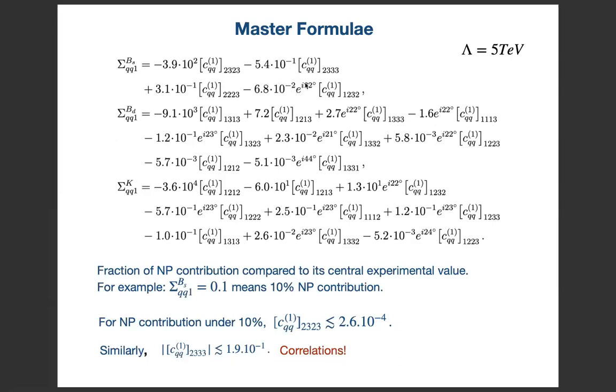So you can see that there are very interesting correlations. The first correlation you see here is that this operator QQ1 with flavor structure 2333, which is a delta F equal to 1 operator, can contribute to delta F equal to 2 observables. So in this way, you can correlate different kinds of observables through these RG effects.